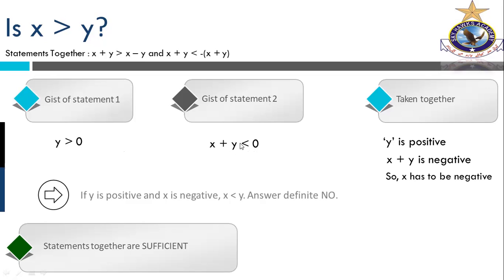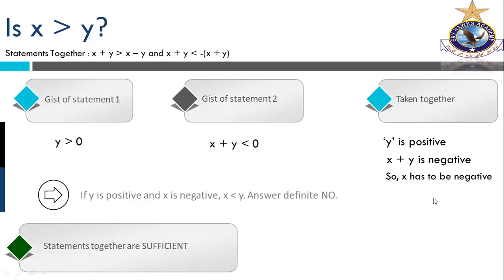If y is positive, then we can get the sum less than 0. So x plus y is negative and y is positive, so x has to be negative. Are you getting this? This is key. Suppose we are saying by these two statements, y is always positive. So if x plus y is negative, and one number is positive, by all means we will have to take this positive, so this must be negative, then we can get the sum negative. So x has to be negative.